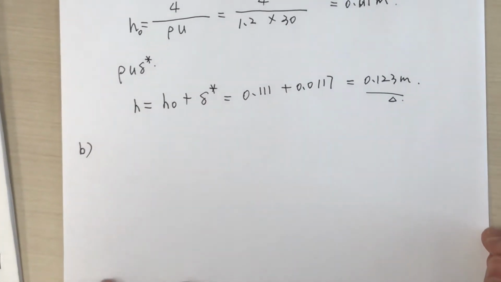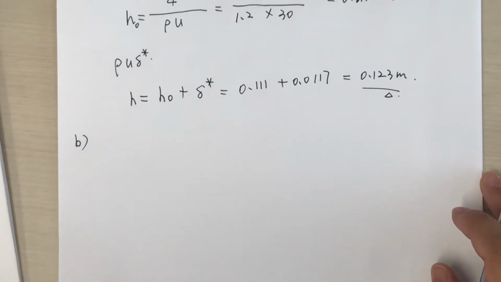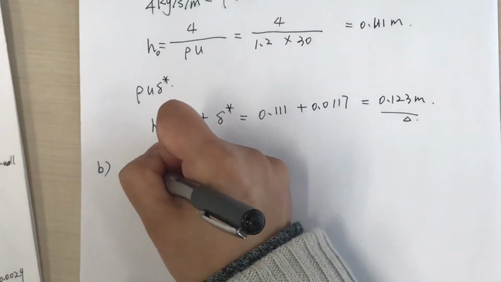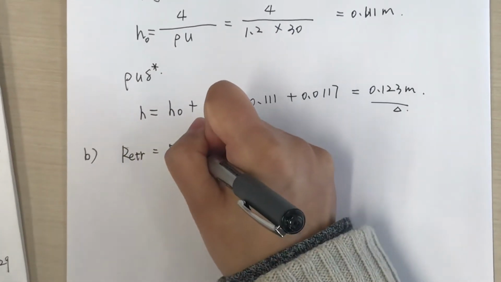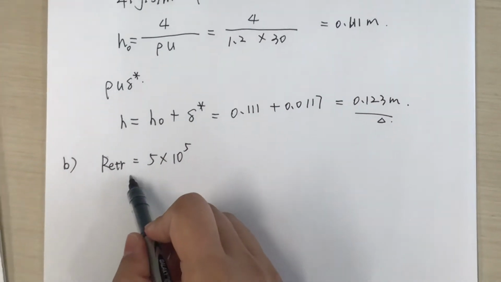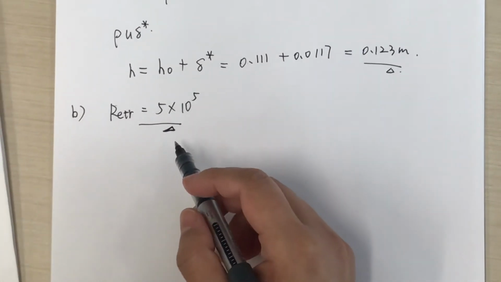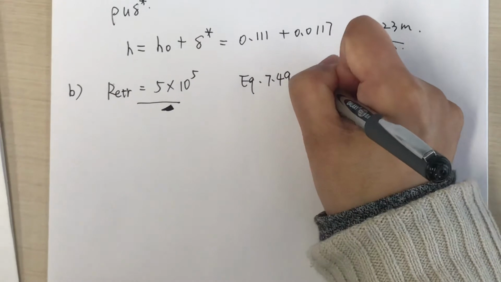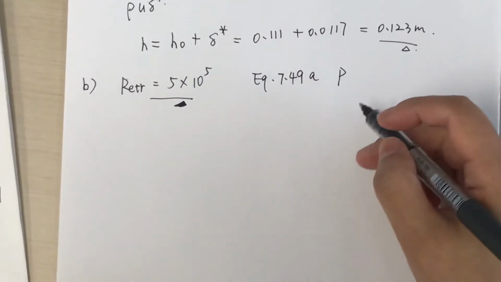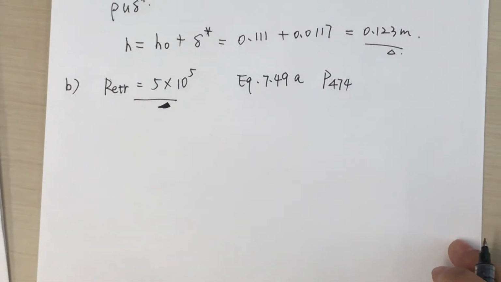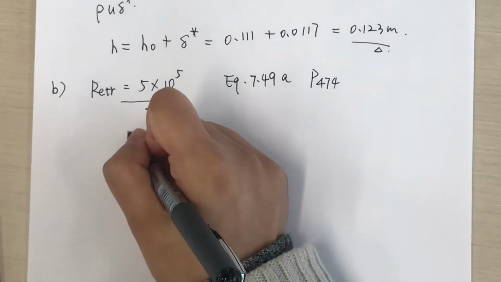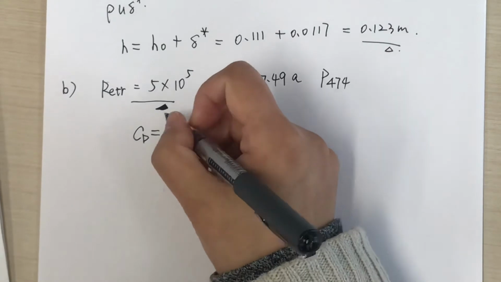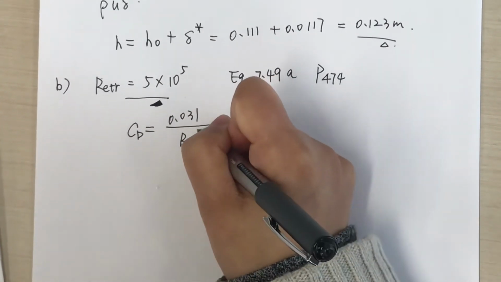And B, we have to find the drag. In this question, we assume the Reynolds number transition starts from 5 times 10 to the 5th power. So as long as we assume this, then we can use equation 7.49a, which should be on page 474, to estimate the drag. First, we use this equation to find the drag coefficient. So the equation should be here.